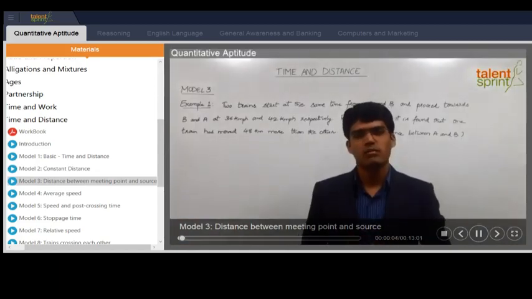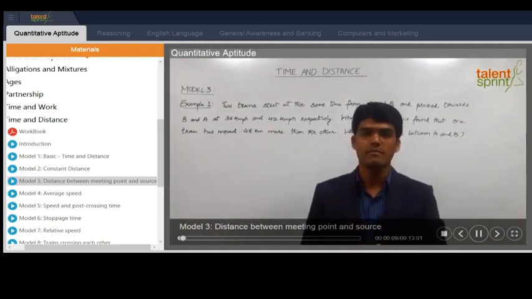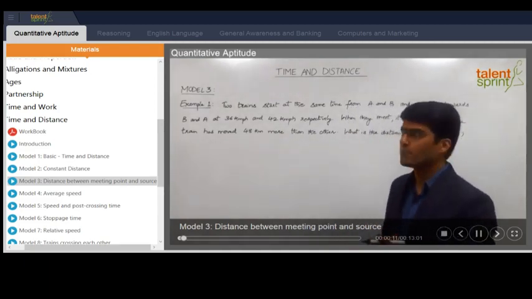Let us now take the third module from time and distance, where generally we can solve the question by equating the time in two different cases. Let us look at example 1 here.